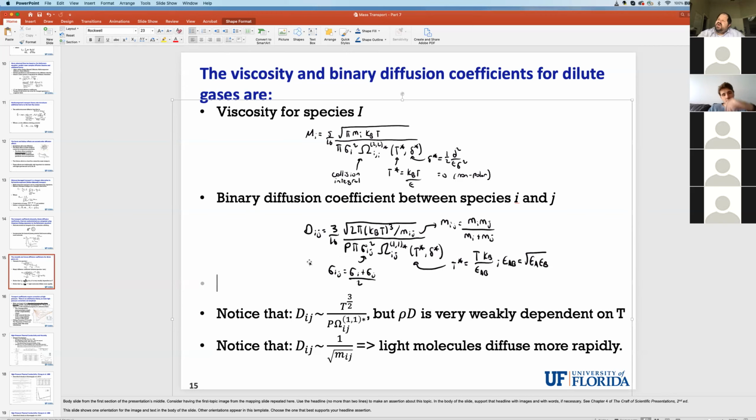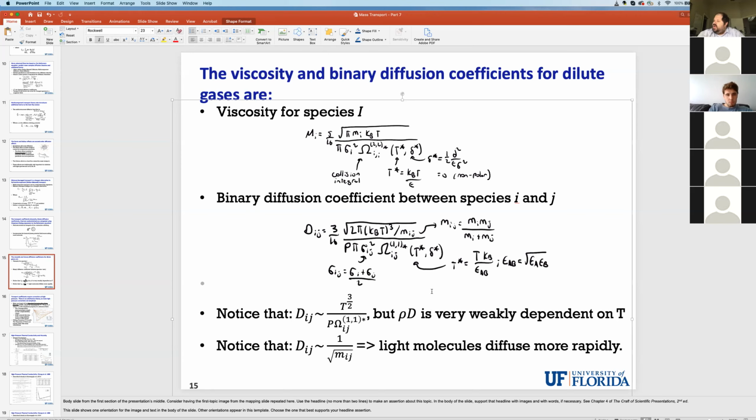But notice when we go back to our diffusion laws, what we really care about is not D itself, but the quantity rho D. And so rho D would be just the density times this expression here. And it turns out that the quantity rho D is weakly dependent on temperature.